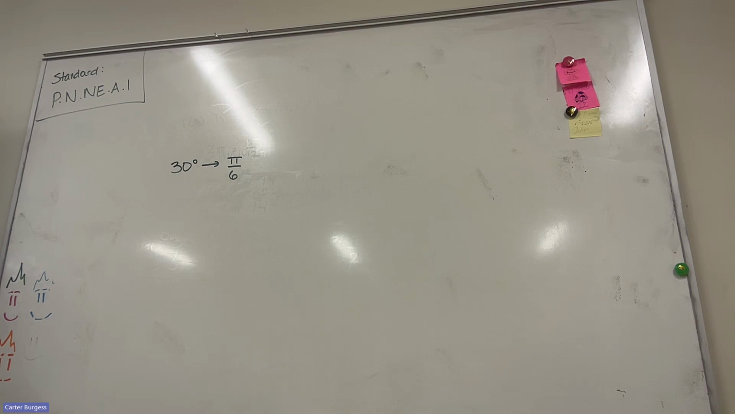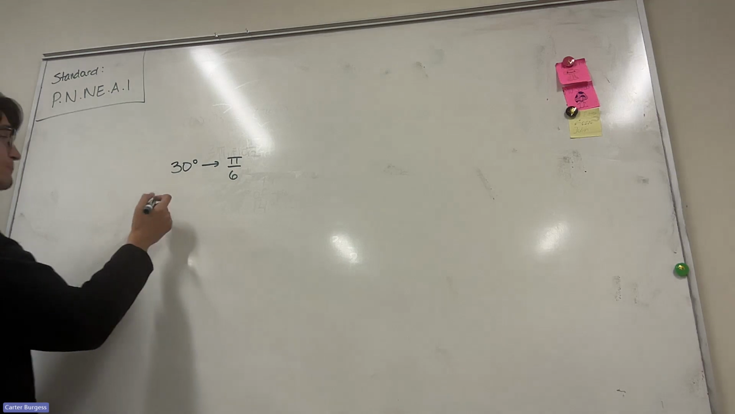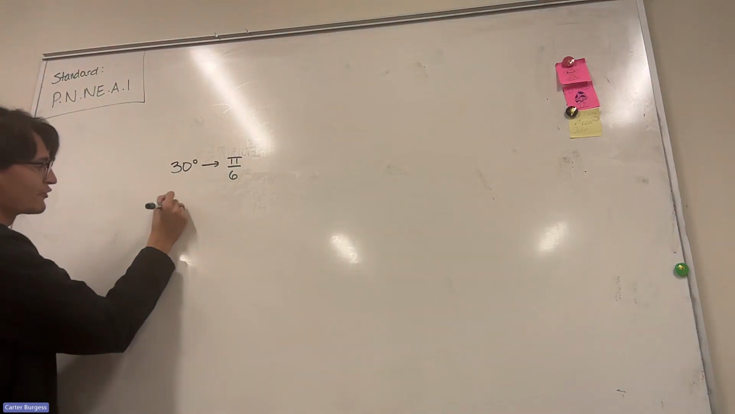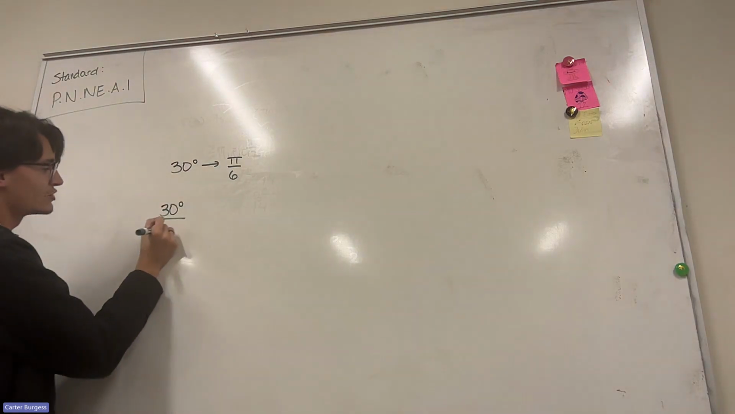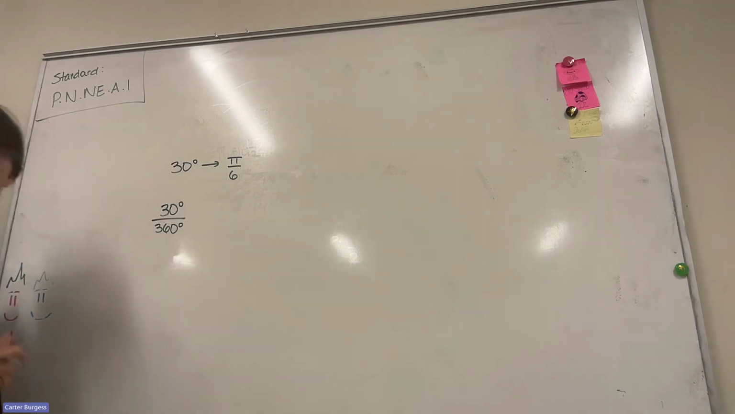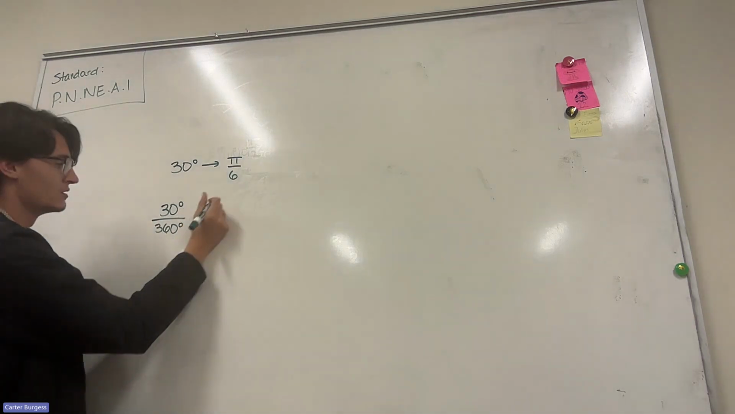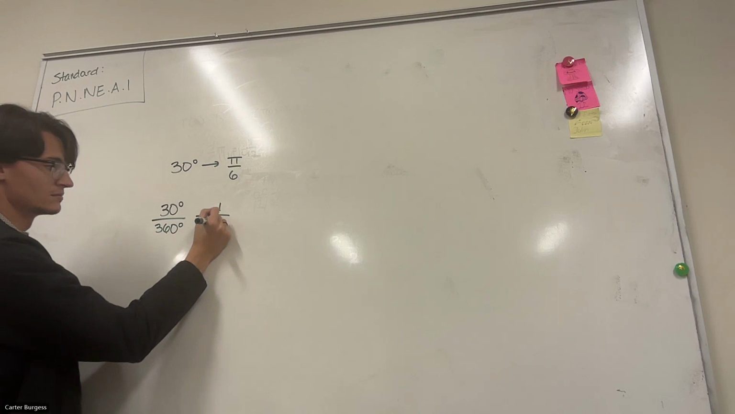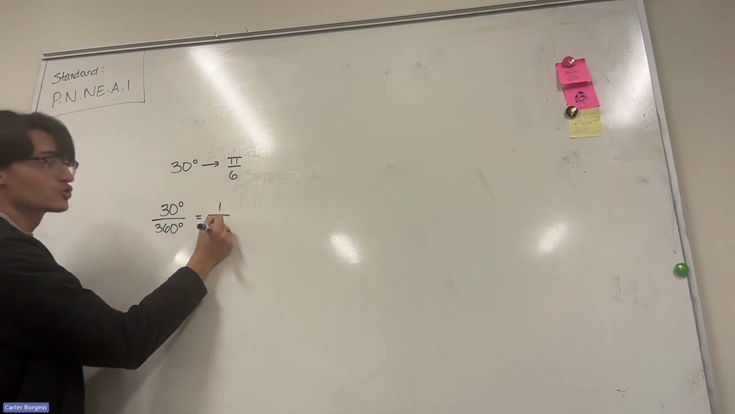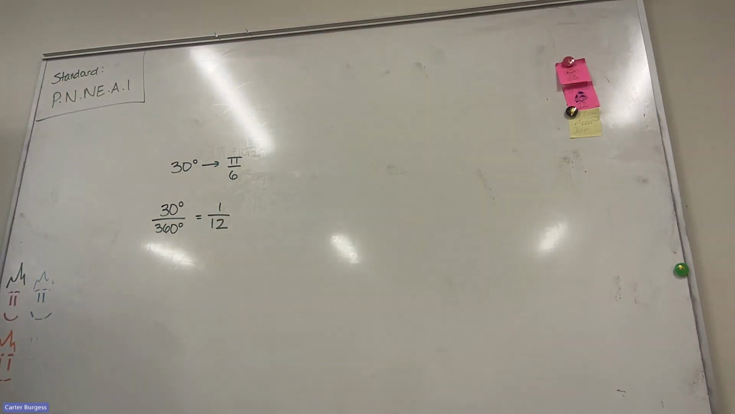Okay, so 30 degrees, how many times is it in 360? 12 times would be 360. So in particular, if I have 30 degrees out of a total possible 360 degrees, how much of my circle have I rotated around? What fraction of my circle? Not 6th, but 12th of my circle.